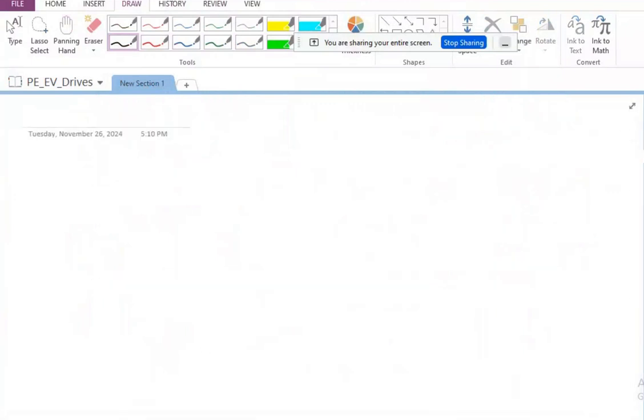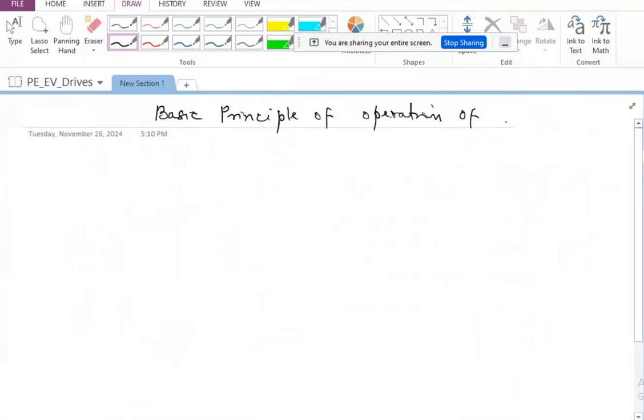That will automatically make the direction of rotation reverse. Okay. Now let us try to look at the basic principle of operation of synchronous motor first.